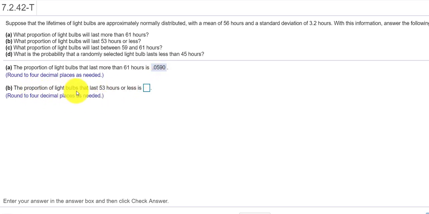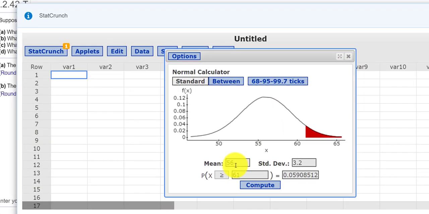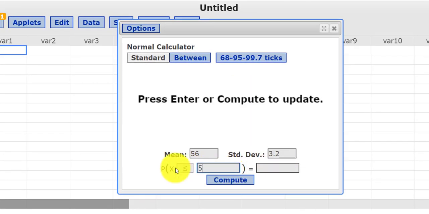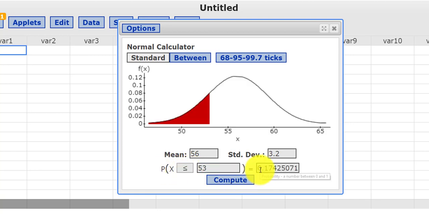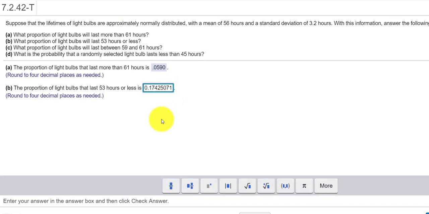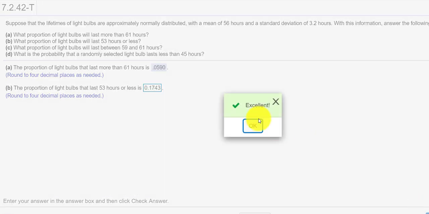If we want to say less than a number, say 53 hours or less, we can just make an adjustment. The mean and the standard deviation are the same, but now we change our inequality sign to make it less than. I press compute, and I get 0.1742, and it looks like we have to round that to 4 decimal places. So 1, 2, 3, 4. I have to round that 2 up to a 3. I check answer, looking good.